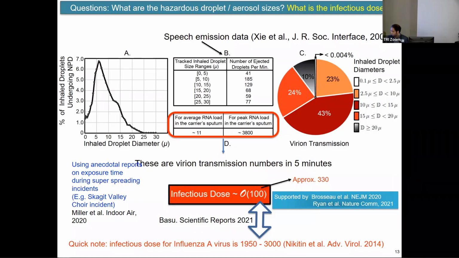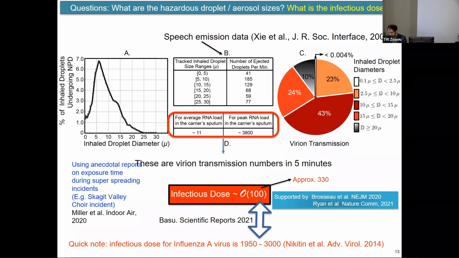We do need to look at what is the size distribution of respiratory ejecta out there. There has been a lot of work over the last, I would say, 40 years on this, and there is still new work going on. But this is a paper that we used from the early 2000s. They have the size distribution for respiratory ejecta.